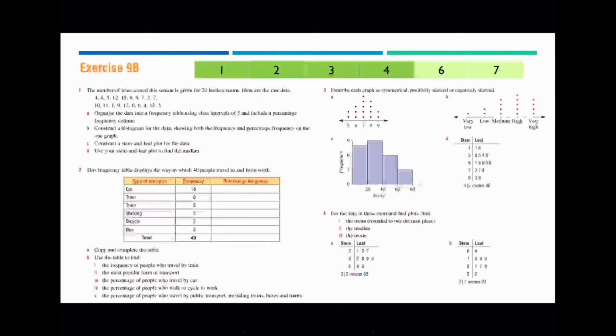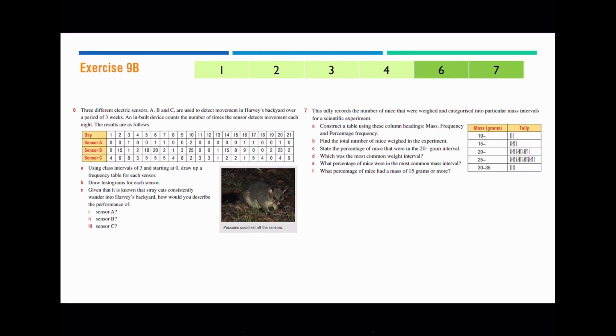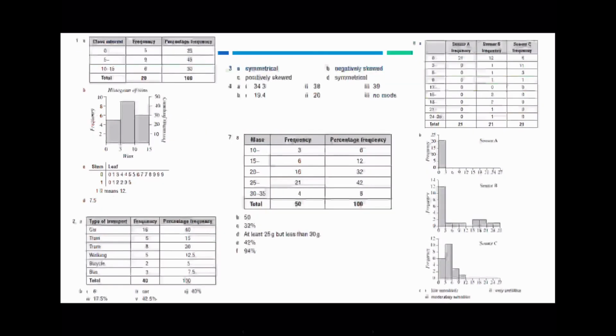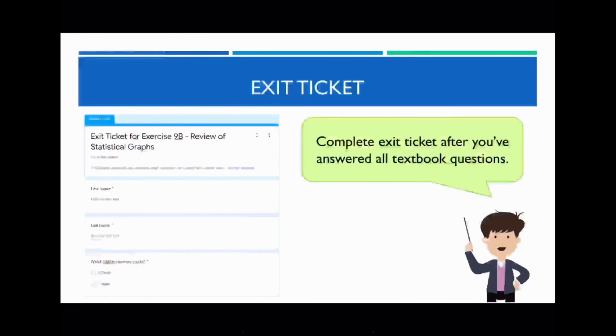What I'd like you to do for the remainder of the lesson is answer questions 1, 2, 3, 4, 6, and 7. On this slide, I've shown you questions 1 all the way to 4. Once you've answered questions 1 to 4, then answer questions 6 and 7. If you've done this successfully, please self-assess to see whether you're doing it correctly with the answers on this slide. After you've done that, please complete this exit ticket on Google Classroom once you've completed and submitted to me all your textbook questions.